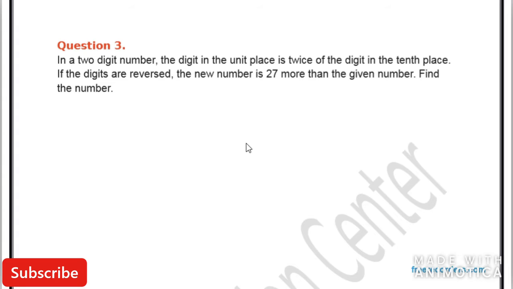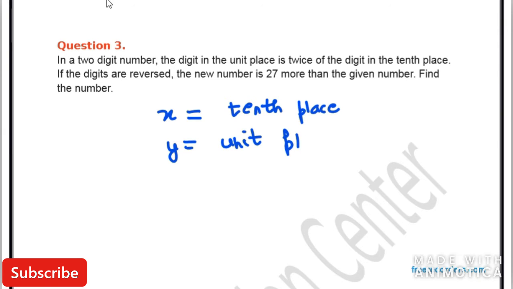Let's start with question number 3. It says in a two-digit number, the digit in the unit place is twice the digit in the tenth place. So first of all, we need to assume that x is the tenth place digit, and y is the unit place digit. So this is given to us.